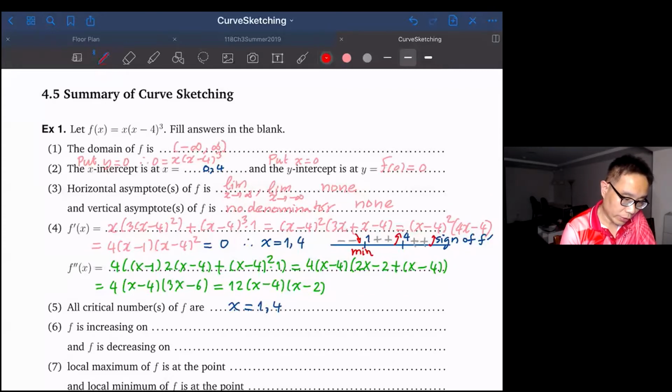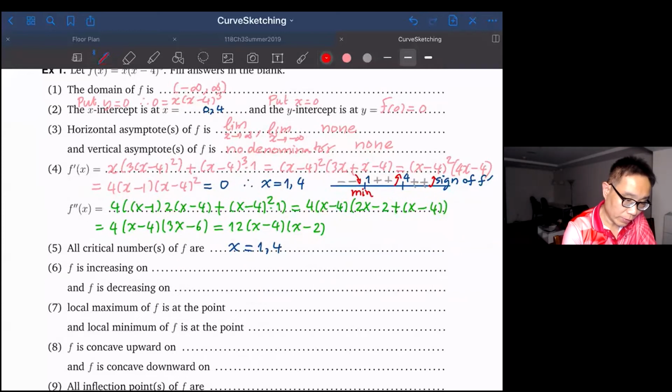So it's going to be increasing on negative infinity up to 1, and it's going to be decreasing on 1 to 4 and 4 to infinity.